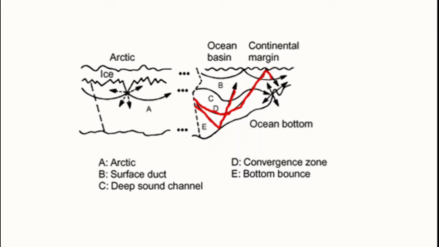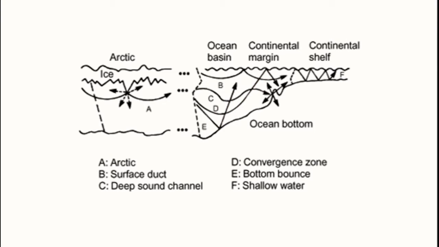But in the case of points D and E, the steeper angle of propagation can result in a more complex path which does not support long-distance propagation. And scenario F is a propagation at the continental shelf where the speed of sound is at its maximum, so that it propagates in a zigzag direction.